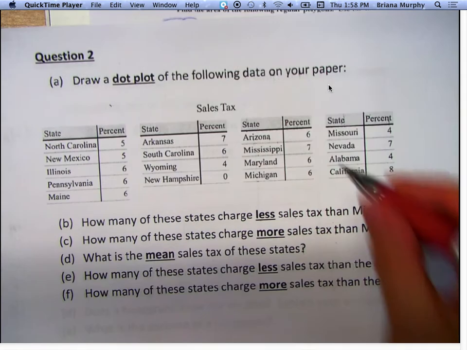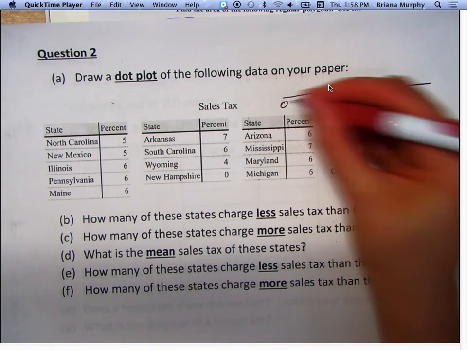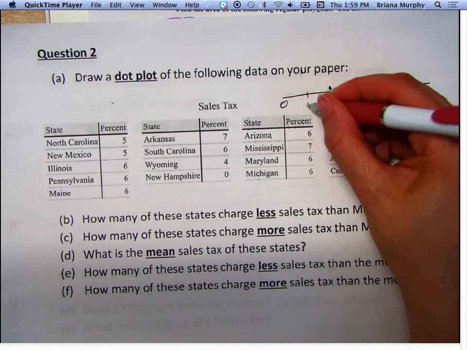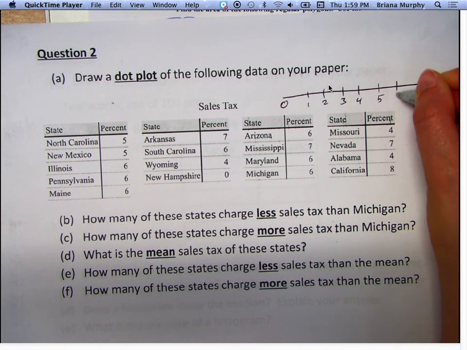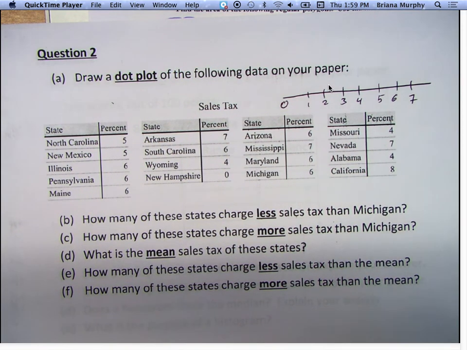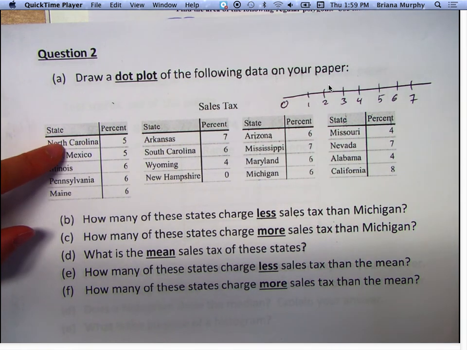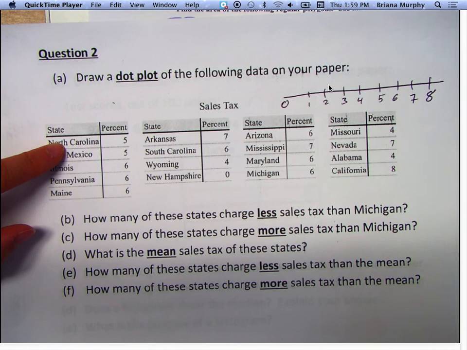Okay, first we're going to make a dot plot. My smallest number is 0. My biggest number is 7. So 0, 1, 2, 3, 4, 5, 6, 7. Okay? It doesn't matter how you put it, right? No. 8. 6. All right.